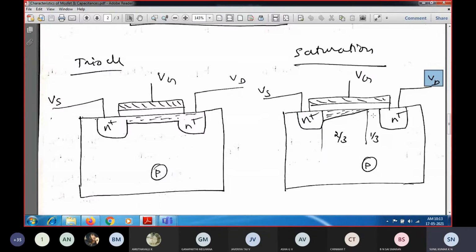Okay, so you can see the contribution of CGS and CGD now.